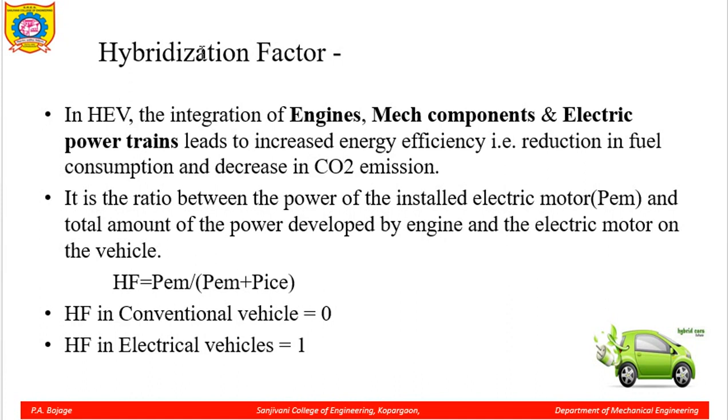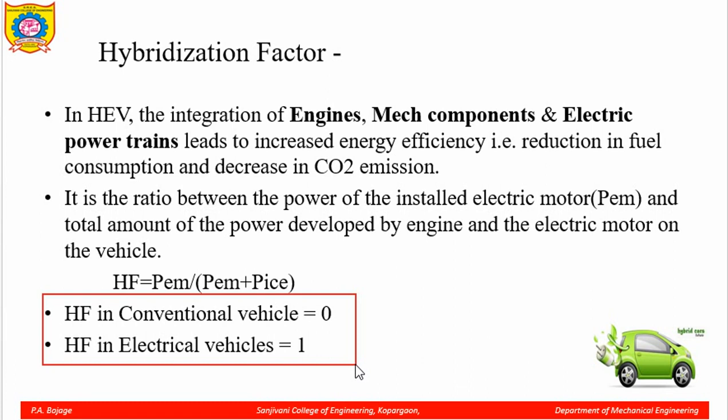So hybridization factor, we have already discussed what it is. Hybridization factor is a ratio where the numerator is the power of the electric motor, and the denominator is the power of the electric motor plus the power of the IC engine. That decides the hybridization factor. For a conventional vehicle the hybridization factor is 0, and for electric vehicles it is 1.